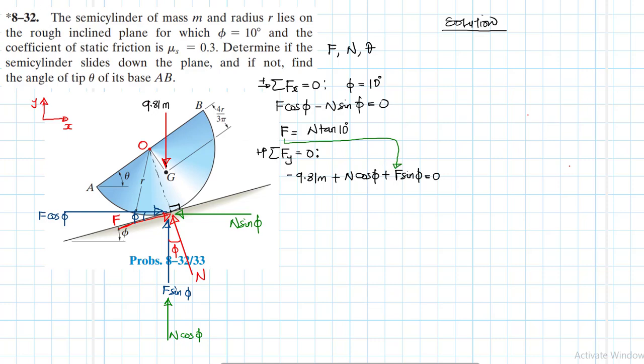If we replace that there and make n the subject of the formula, our normal force n will be equal to 9.81 m divided by cos 10 degrees plus tan 10 degrees times sine 10 degrees. Mind you, phi is equal to 10 degrees. So this is our n.